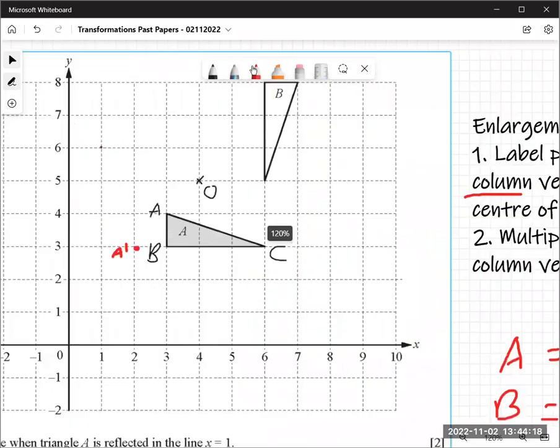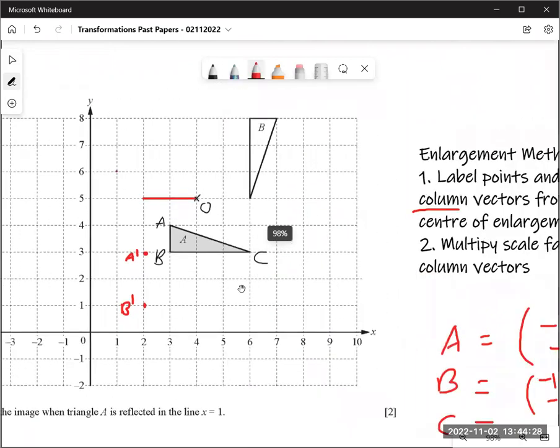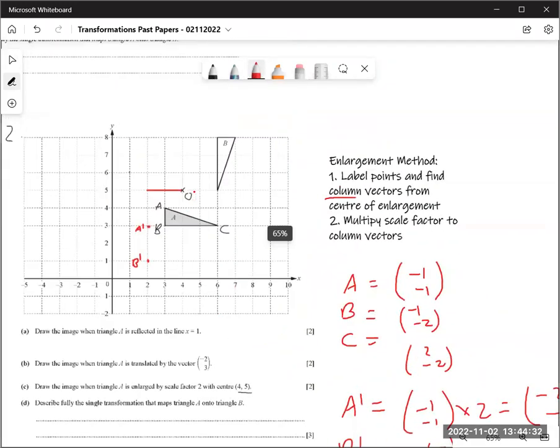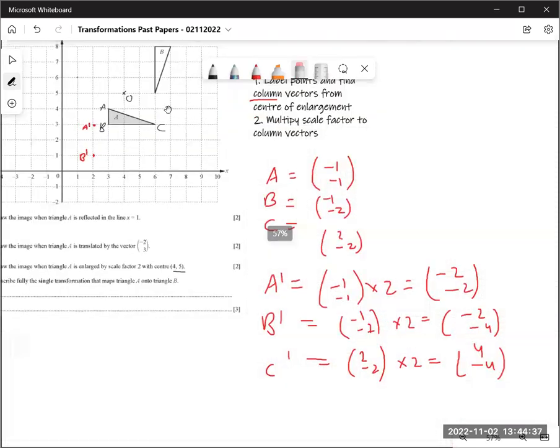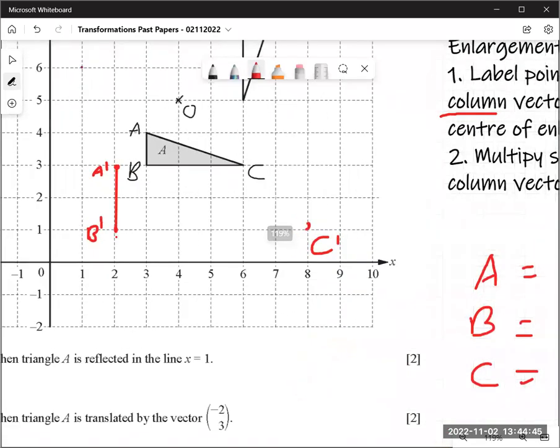And now tell me, how do I go? We go -2 and then go down 4. So this is my next point, B dash. For C dash, where is it? It's +4, then -4. So I go +4, and then I go down 4. That's my C dash. This is what my new shape looks like.